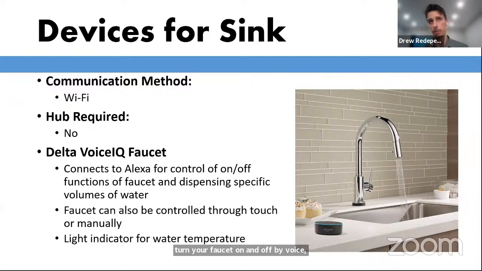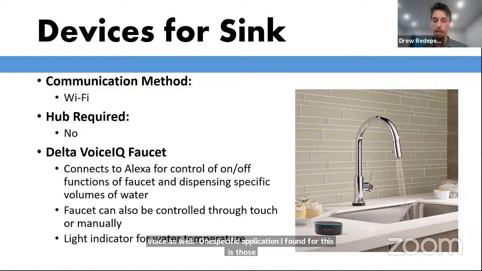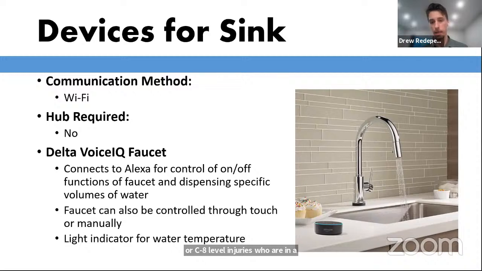One specific application I found for this is for individuals with maybe C7 or C8 level injuries, who are in a power chair and don't have enough grasp to grasp the handle of the faucet to turn it on and off. This device is super beneficial for them because usually individuals are able to hold a cup up to their sink, but they're not able to get far enough up to flip the faucet on themselves.